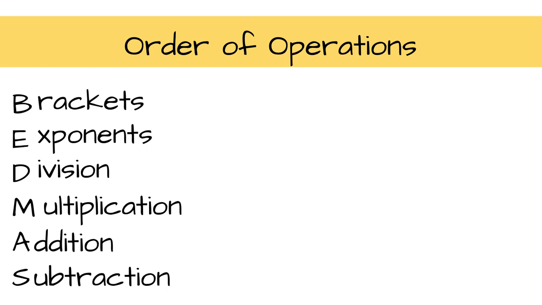So just recall, the order in which we do things in mathematics is standard right across the world. We start with our brackets or our groupings, then exponents, then division and multiplication in the order in which they occur from left to right, and then addition and subtraction, again, in order from left to right.